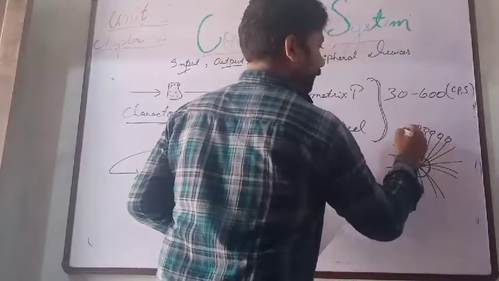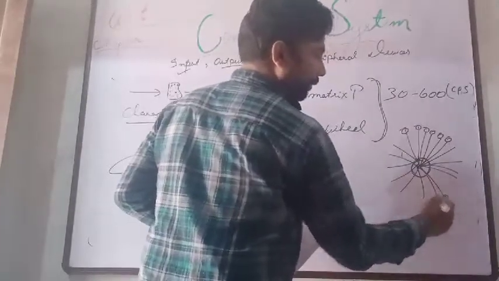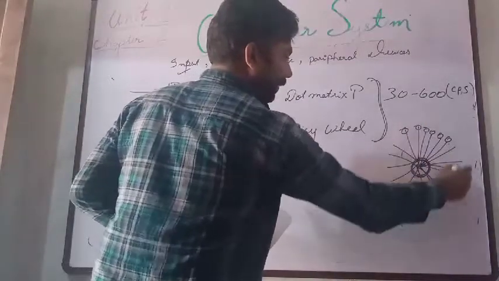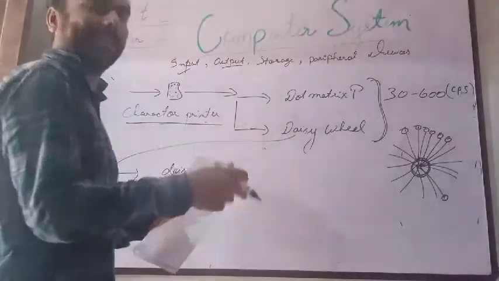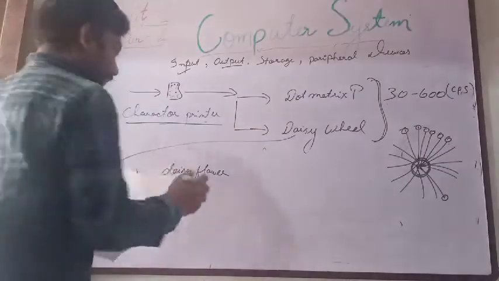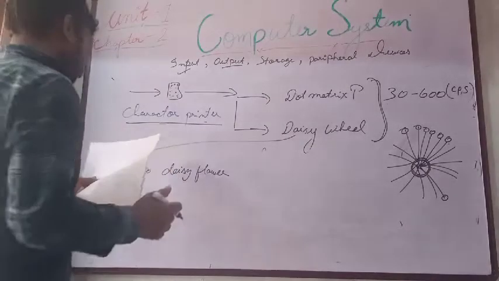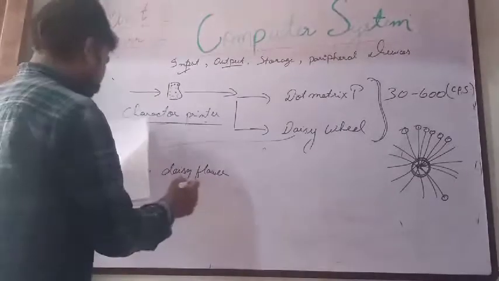And there is a character on each and every tip. This wheel used to move. This is a complete wheel, and one wheel is attached to another wheel which swings inside it. So the first point understood: the name is given after the daisy flower, because the head looks like a daisy flower.